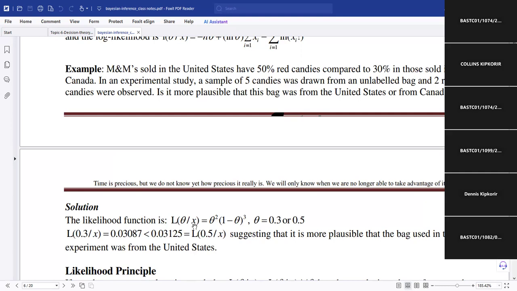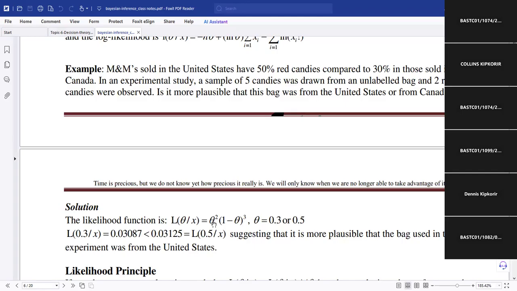So taking our theta to be 0.3 given x, we apply this. So we'll have 0.3 squared into 1 minus 0.3 raised to power 3, which will give us this. And taking our theta to be equal to 0.5, meaning it is from the US. So for 0.3, it is from Canada. From 0.5, it is from the US.